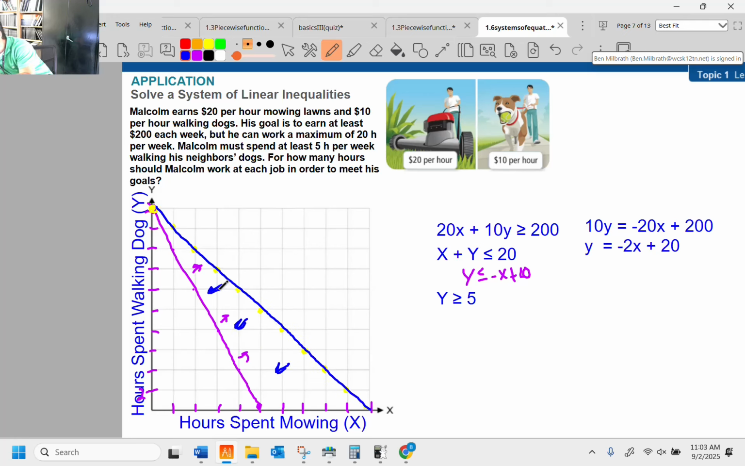You should remember doing colored pencils on this one. We have a line that says y is greater than or equal to 5. So remember 2, 4, 6, about halfway through here, this would be 5. It's a horizontal line, and it is saying shade above.